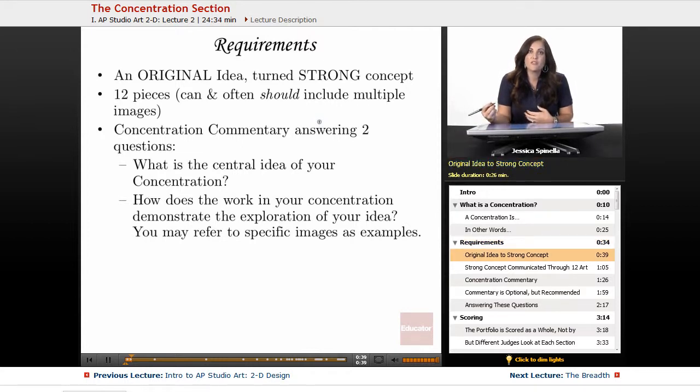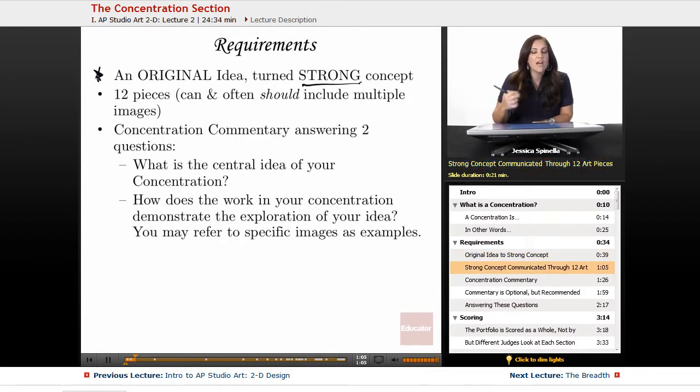First of all, an original idea. An original idea sounds really simple, but it's actually probably the most difficult part of the entire portfolio process. Trying to find something that is unique and different and hasn't been done a million times is really a challenge. All of my students say that it's the hardest part. But what we're trying to do is turn an original idea into a strong concept. Okay, so we'll talk a little bit more about it in just a couple of minutes.